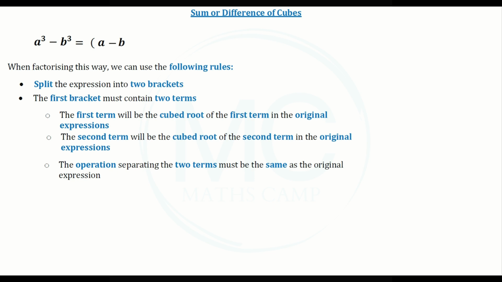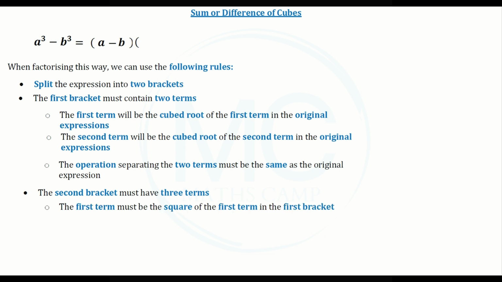Now we can close our first bracket and move on to the second. The second bracket will have three terms. So let's open our second bracket. To fill the second bracket, we need to look at the terms in the first bracket. The first term in the second bracket is the square of the first term in the first bracket. Here our first term is a, so the first term in the second bracket will be a squared.